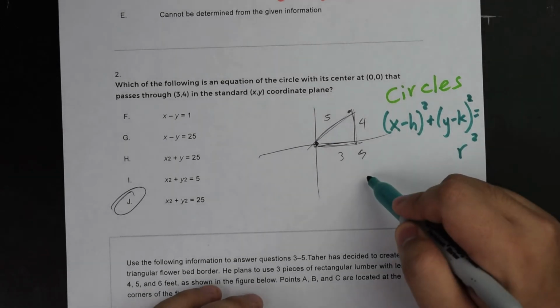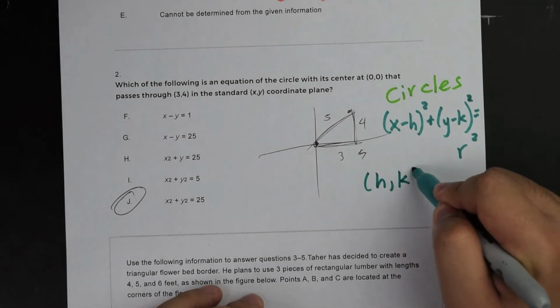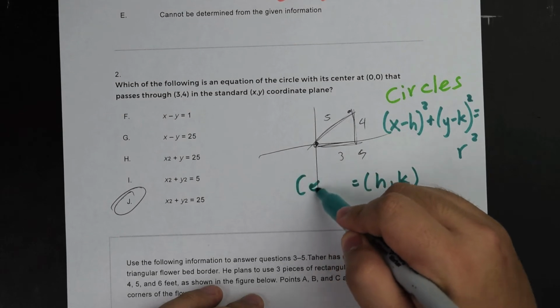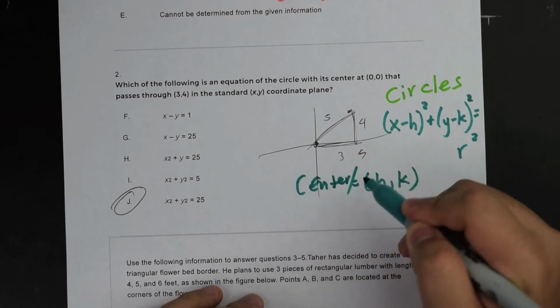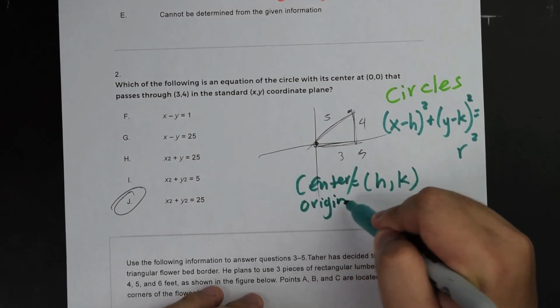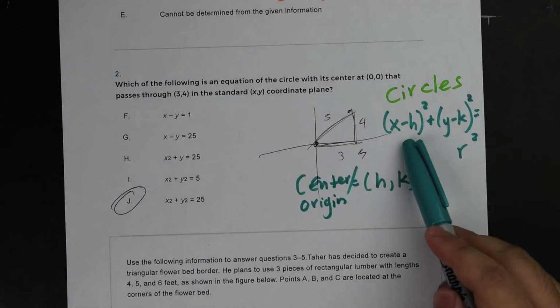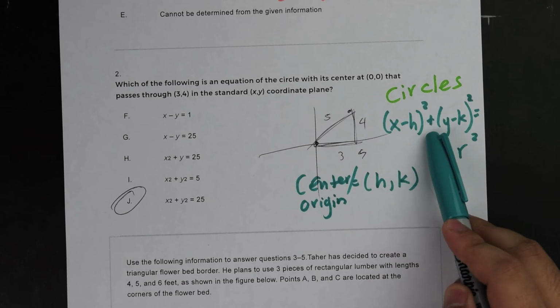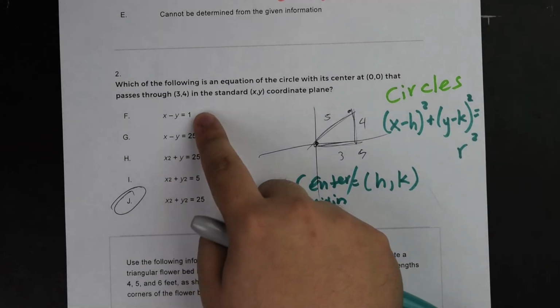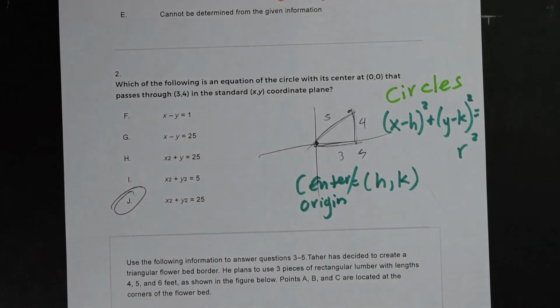The h and the k will always represent my center, aka the origin of the circle. For this question in particular, right off I noticed that the center is at 0, 0. That means these values are going to be 0, so it's just going to be x squared plus y squared. I knew right off that F, G, H will not work for me because they are not at all in the format or equation for a circle.